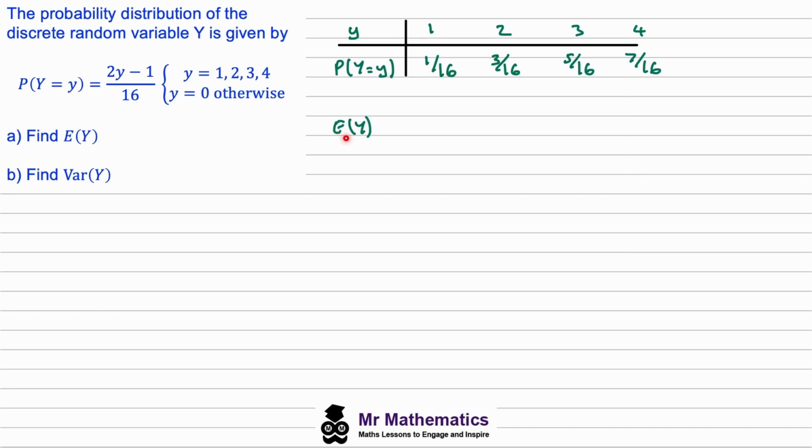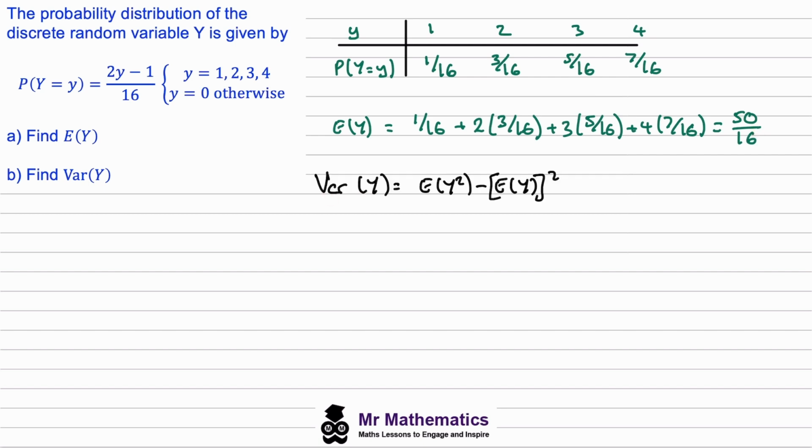So now we need to work out the expected value of y. We'll have 1 times 1/16 with 2 times this, 3 times that, and 4 times that. And then we'll add them all together. And when we add each of these together, we get the expected value of 50/16. And then for part B, the variance of y will be the expected value of y squared minus the expected value of y all squared. We've worked this one out, so now we need to work out this bit.